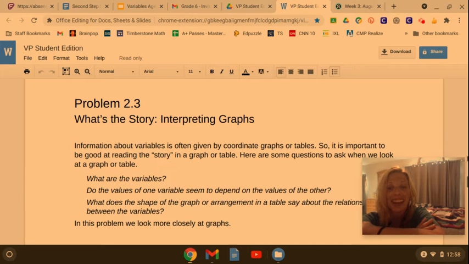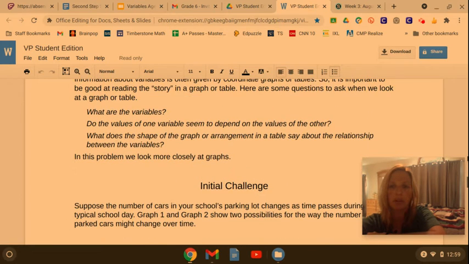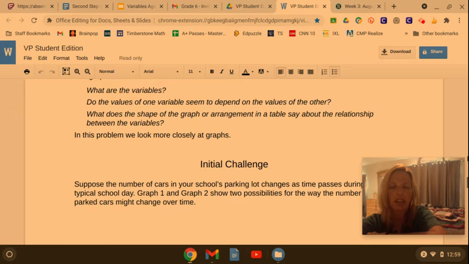Today we are looking at problem 2.3 with variables. It's talking about interpreting graphs. So being able to read the story of a graph and trying to figure out how to match stories with graphs. So your book page is telling you that there are a couple of things that you can do to help you with this. It's telling you to think about when you're looking at a story or a graph or a table to see if you can figure out what the variables are.